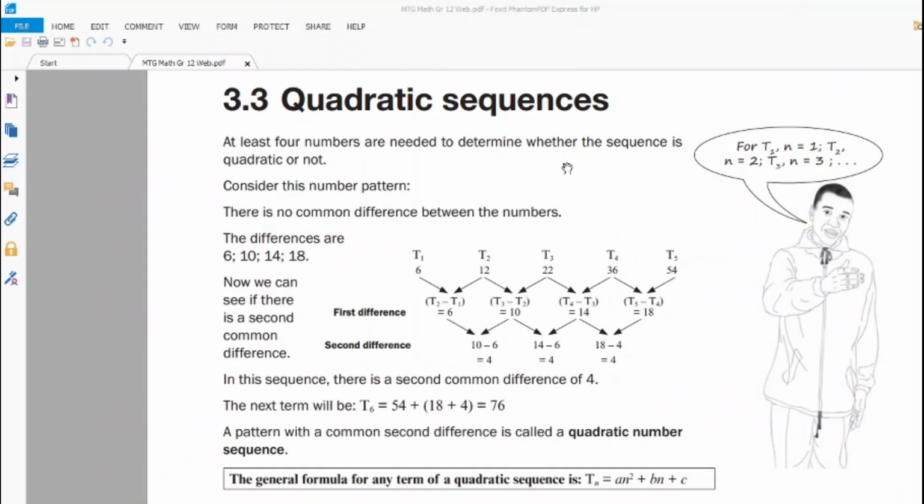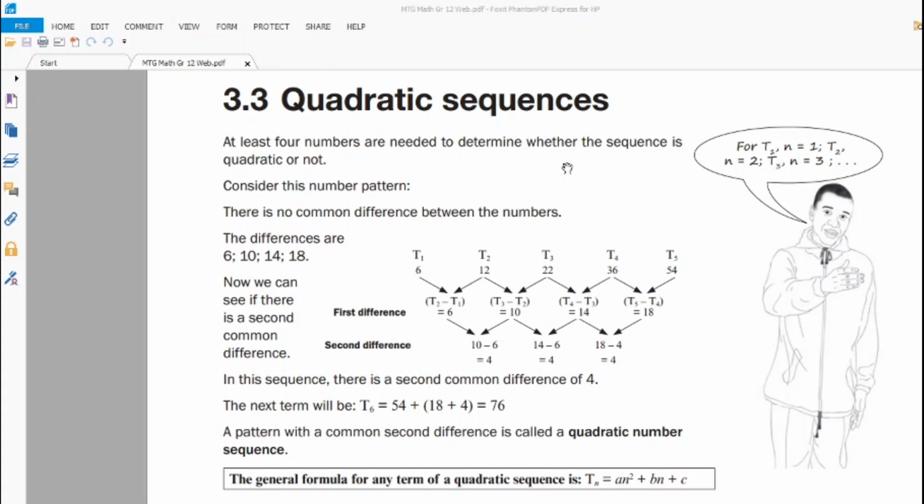Okay, welcome to lesson 4 of sequences and series. So today we discuss the quadratic sequence. Before that we discussed the arithmetic sequence, where we have a common difference, and then the geometric sequence, where we have a common ratio. So today we discuss the quadratic sequence, which we identify by having a second common difference.